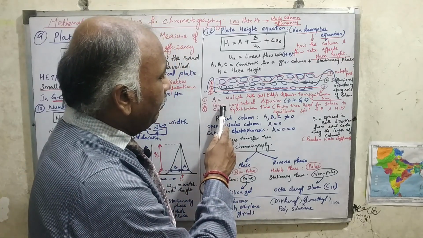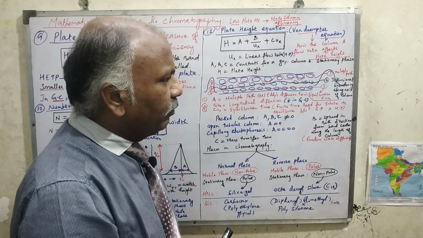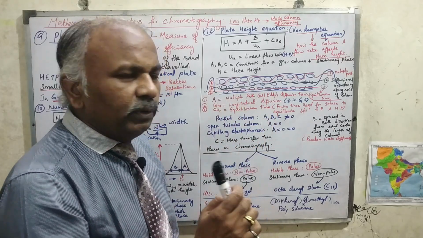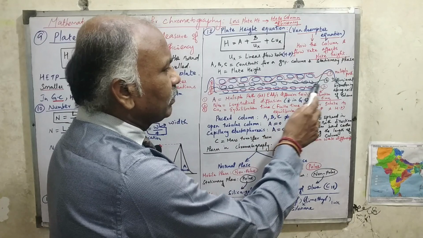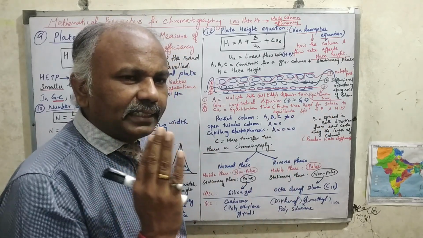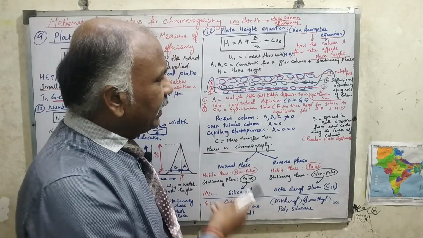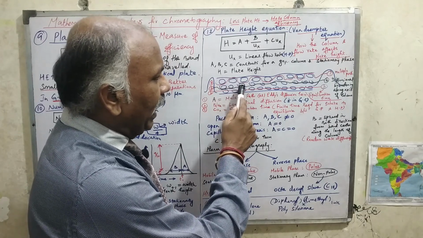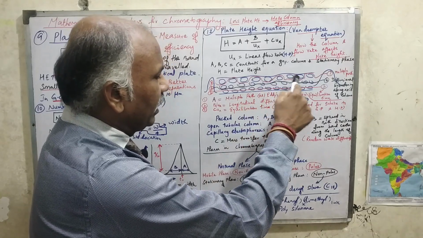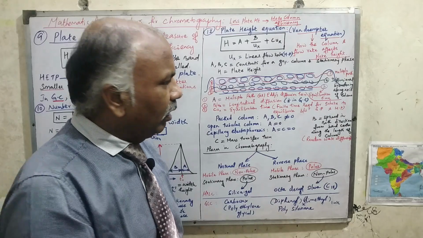Whereas the second one, B by Ux, is called longitudinal diffusion. What is called longitudinal diffusion? This is the diffusional broadening along the axis of the column. How far it will be taking place along the axis of the column, that is called the longitudinal diffusion term. We can say that it is spreading in both directions from the band center along the length of the column, right? Here to here, like that it will go, right? So from the center of the band towards the length of the column it will travel, right?